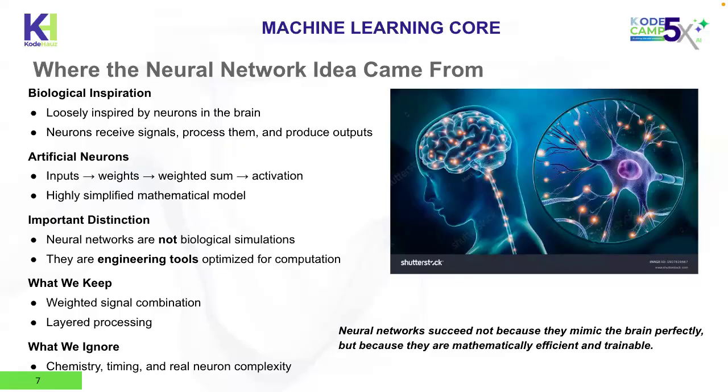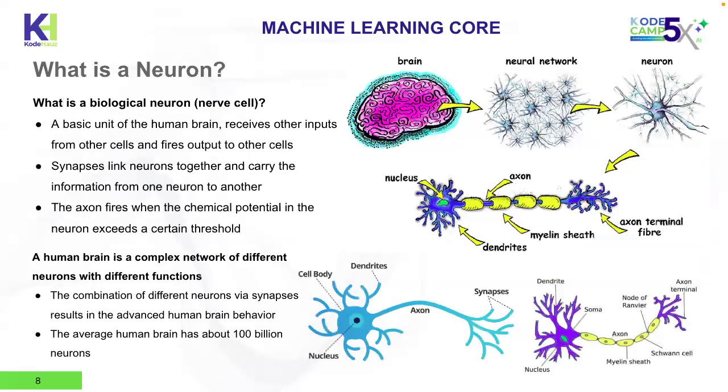What we have is good enough, right? The simple mathematical model, which doesn't use chemicals to generate signals, it's basically just ones and zeros, bits and bytes, is good enough to give us what we are seeing with the large language models. So it's a miracle as far as I'm concerned. The neural networks succeed not because they mimic the brain perfectly, but because they are mathematically efficient and trainable. The most important thing is trainability, the fact that you can train them.